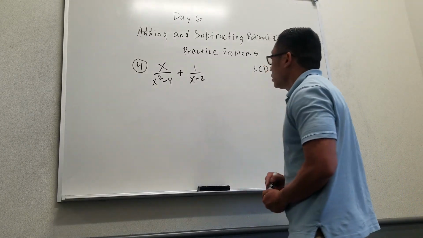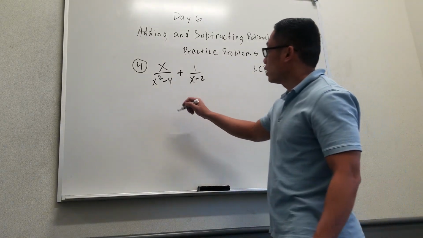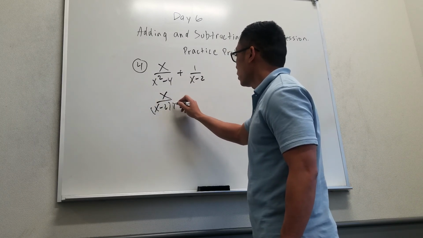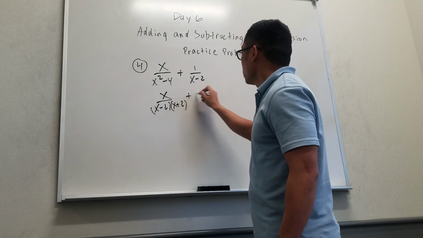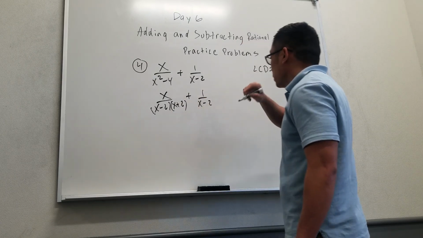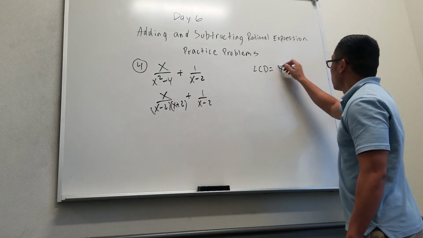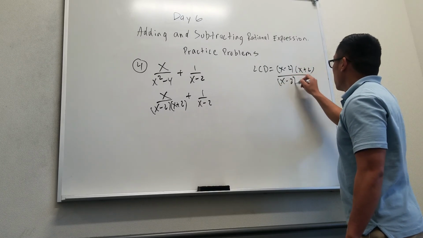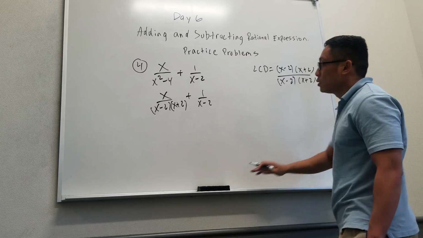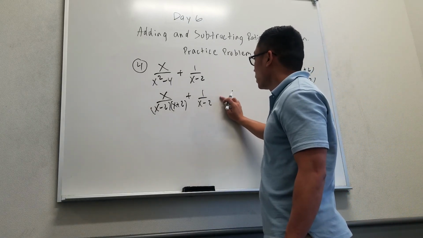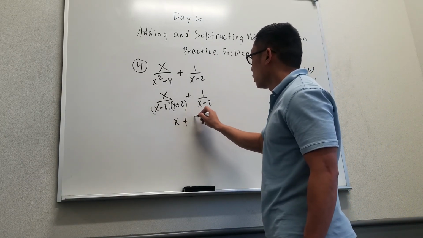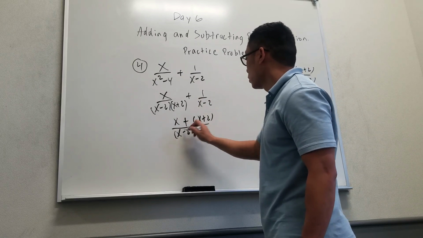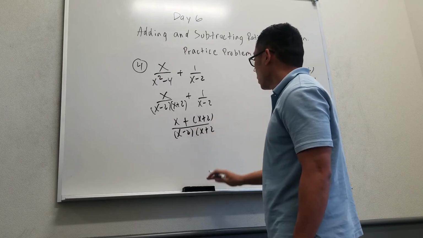So what now? The LCD is what? Okay, it's kind of hard to see what the LCD is first, so we can factor this: x minus 2, x plus 2. Right, this is going to be x minus 2. So the LCD is going to be x minus 2, x plus 2, all over x minus 2, x plus 2, right? So now what? This is missing the x plus 2, so I got to multiply this by x plus 2. And the LCD is x minus 2, x plus 2, right?